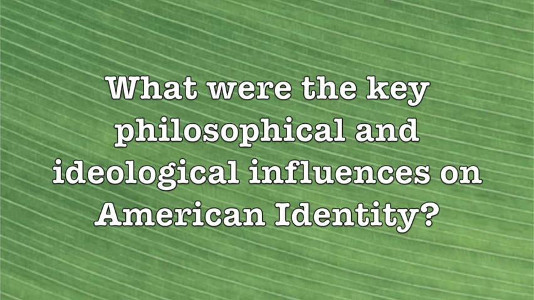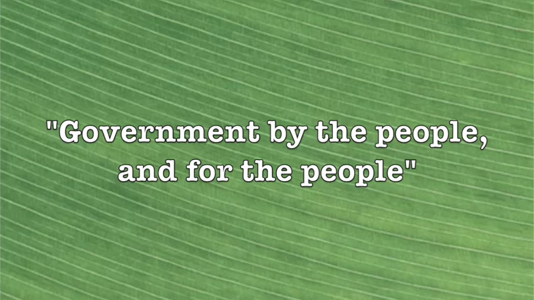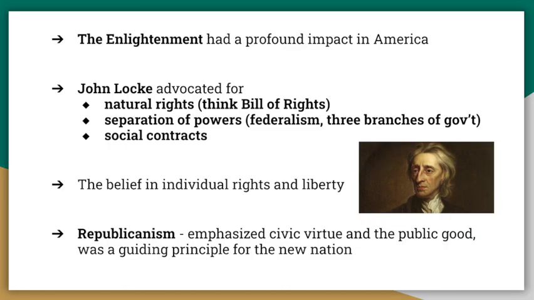Speaking of values, what were some of the key philosophical and ideological influences on American identity during this period? The Enlightenment had a profound impact on the ideological foundation of American identity. Enlightenment thinkers like John Locke advocated for natural rights, separation of power, and social contracts. The United States Constitution is an example of a social contract, a contract between the citizens and the government. All ideas that influenced American political thought. The belief in individual rights and the notion that government should be by the people and for the people were central to the new American identity. Additionally, republicanism, which emphasized civic virtue and public good, was a guiding principle for the new nation.